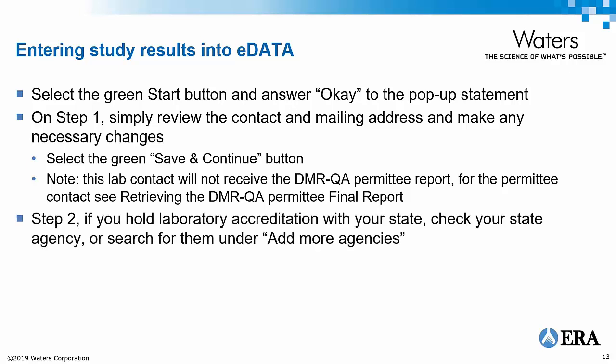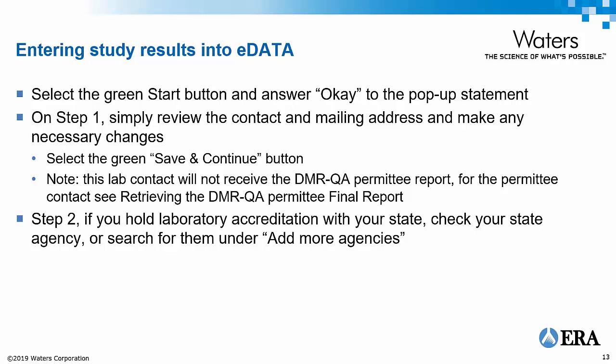If you hold laboratory accreditation with your state, you can simply check the box next to your state agency, or if this is your first study with ERA, you search for them under Add More Agencies. Please note, you may not find your agency listed there, or your state, I should say, because only a few of them actually allow the use of the DMR-QA study itself for state lab accreditation. Most require a WP study. All of the states are listed under the WP studies.